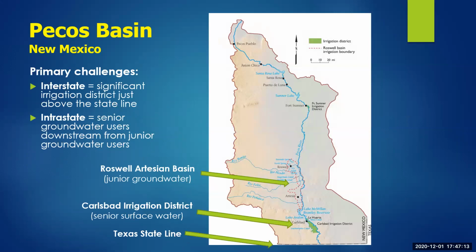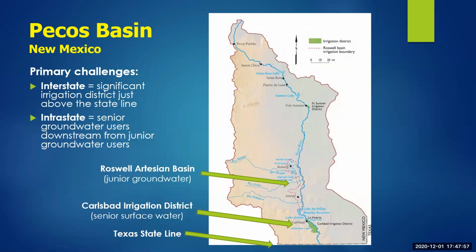So on this slide, you'll see a map of the entire Pecos Basin in New Mexico. And there are significant challenges, one being the interstate challenge of getting water to Texas, and Aaron just spoke to that and how much it's affected the various solutions that have been developed on the Pecos. I think one of the primary issues historically has been that we have a significant irrigation district just upstream from the state line. And so over the years, it's been very challenging for New Mexico to deliver our obligation to Texas under the Pecos River Compact, because there are dams damming up the river just above the state line. So that's been historically a significant challenge.